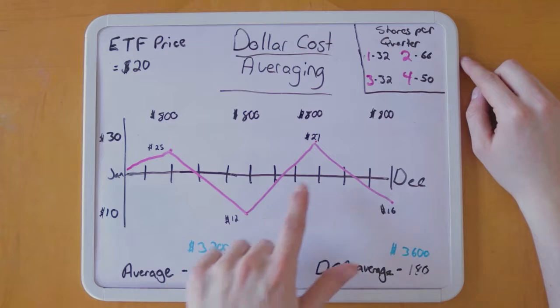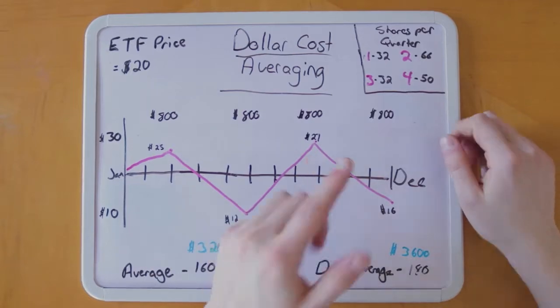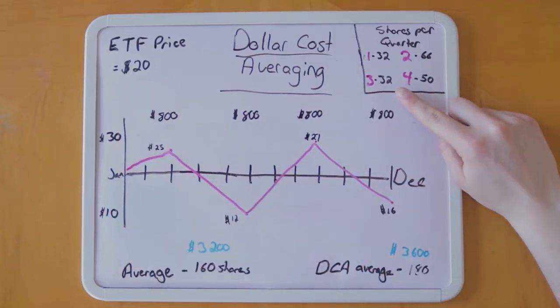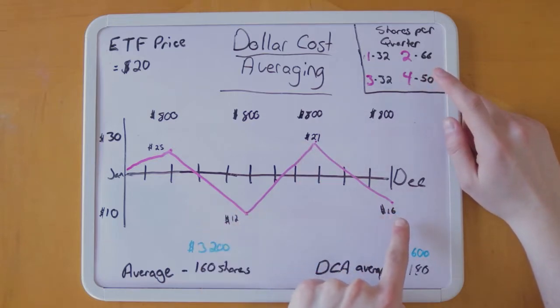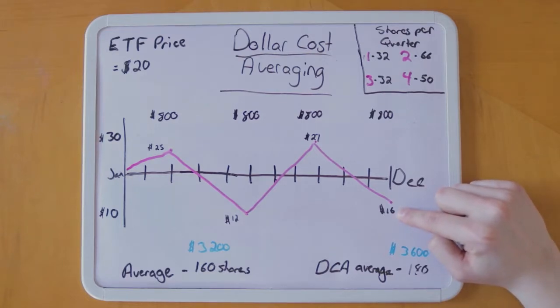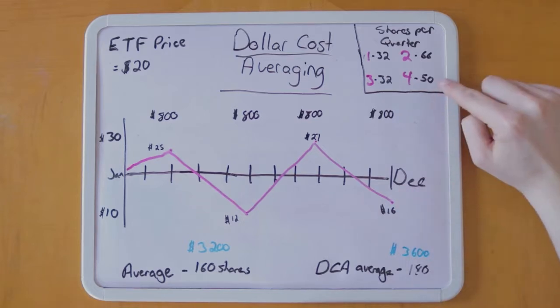That's not bad. And then in September, you see that the price has gone up to $27, so it's recovered very nicely. But again, because it's more expensive, you're buying fewer shares. So you only purchase 32 shares again. And then by the end of the year, in December, you found that it's dropped down to $16. So at this point, the $800 buys you 50 shares.